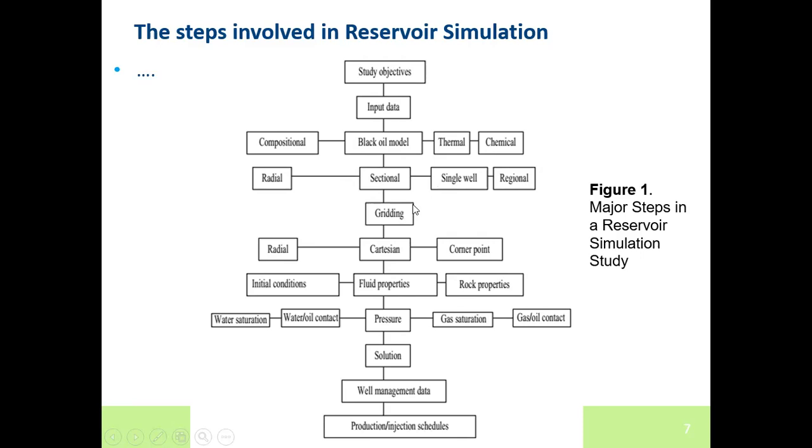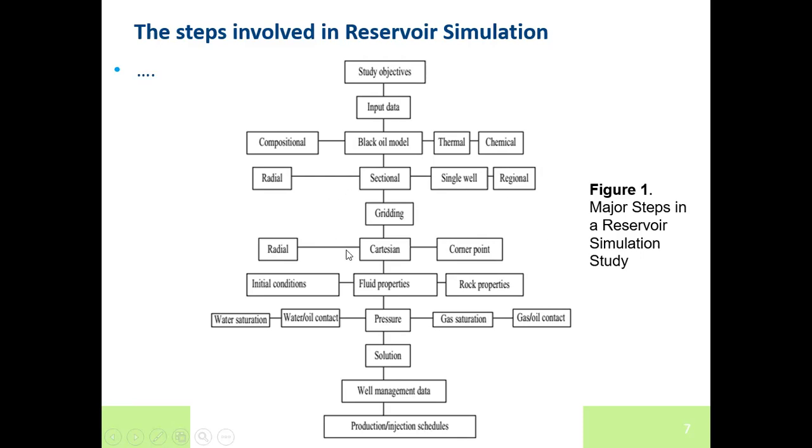But first of all, before you talk about the grid system, we're talking about the size. Is it a regional model? Is it sectional? Is it a single well model? And then in capturing the flow between the different units, both across and along the system, would it be appropriate to use a radial grid, Cartesian grid, corner point grid?